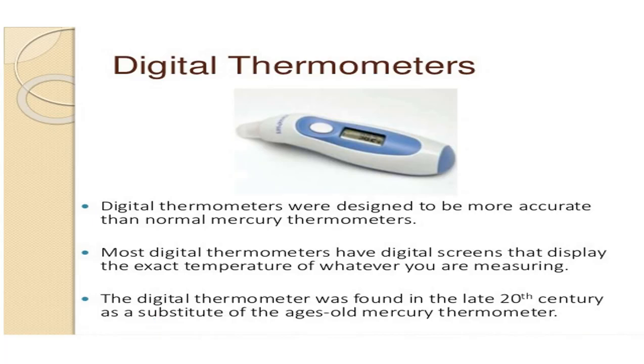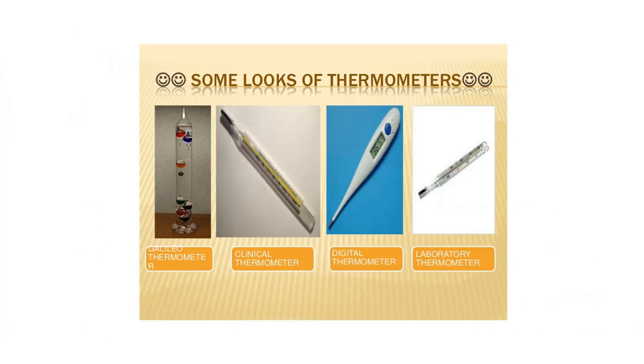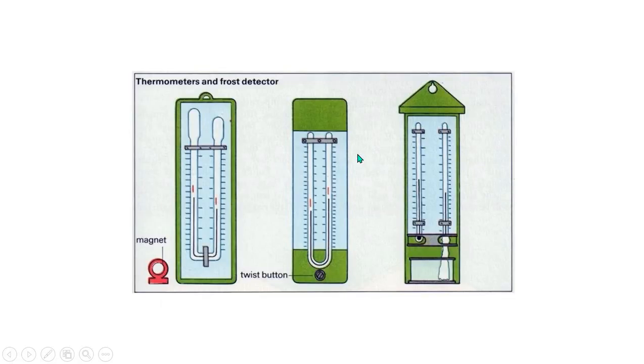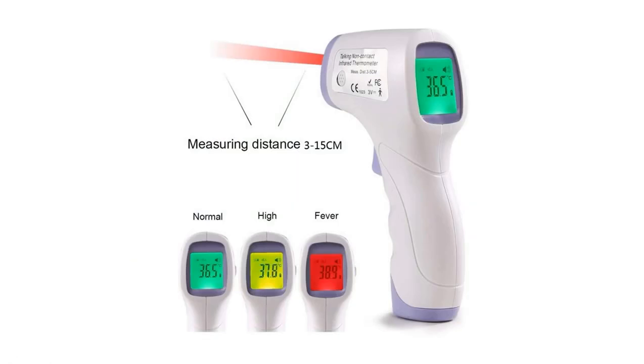And this is the digital thermometer, and these are the types of thermometer. Here you can also see a Galileo thermometer, clinical thermometer, digital thermometer and laboratory thermometer. And here you can see a mercury level. It will appear silvery or shiny silvery. And this is a thermometer and a frost detector, and these are used nowadays as a type of thermometer for checking the temperature of a human body.